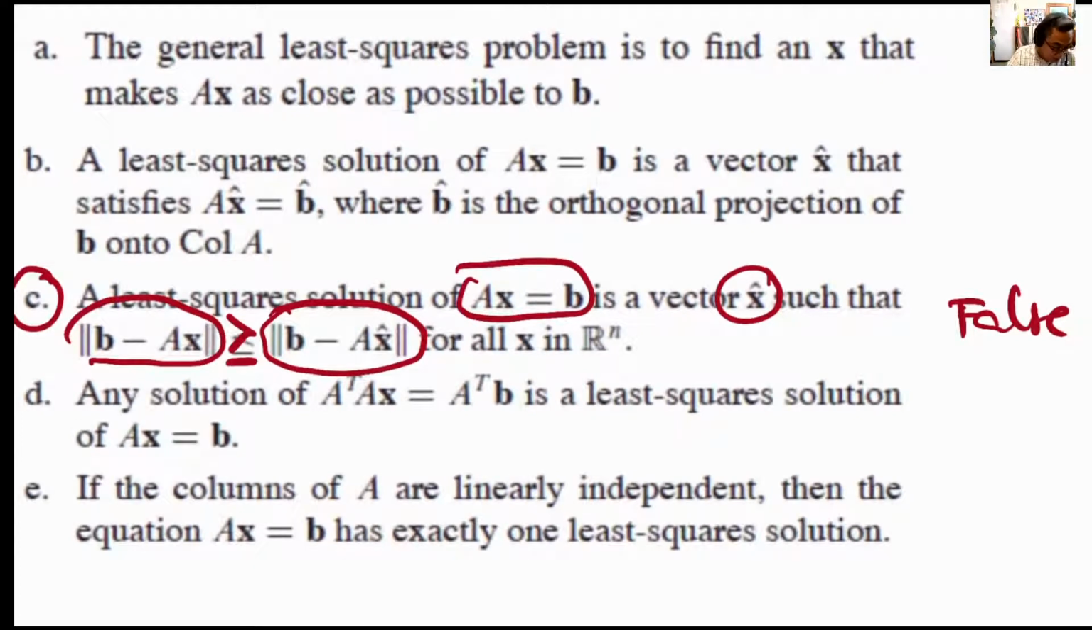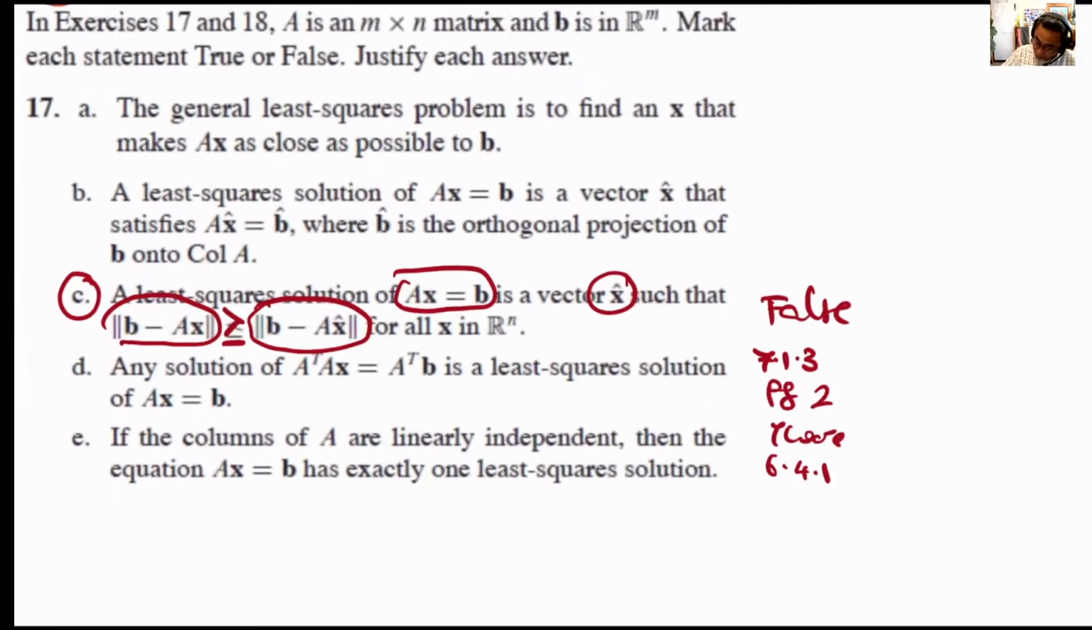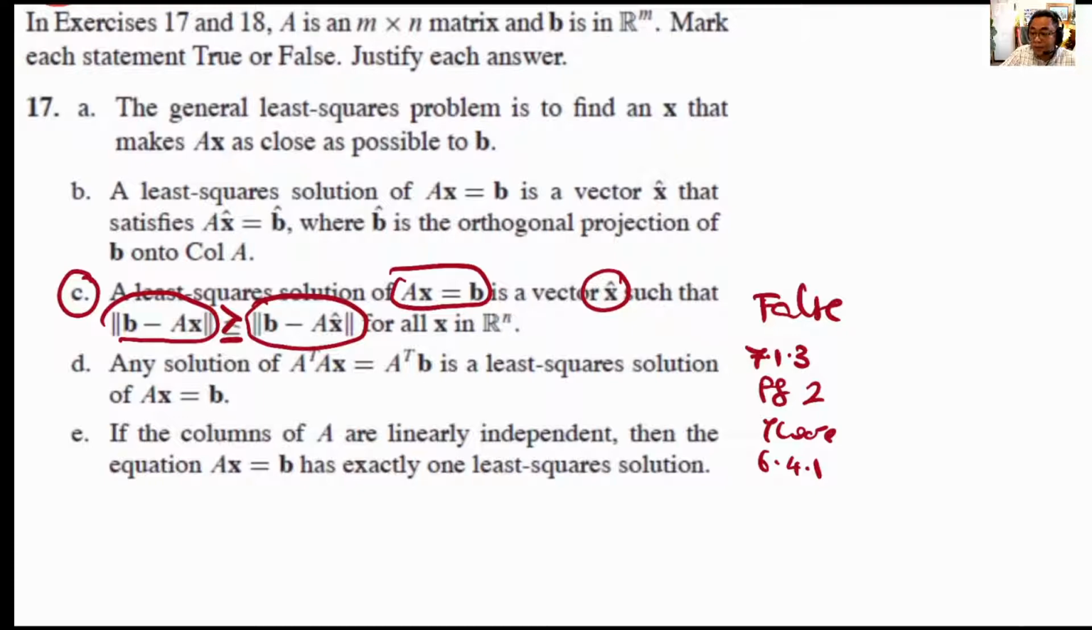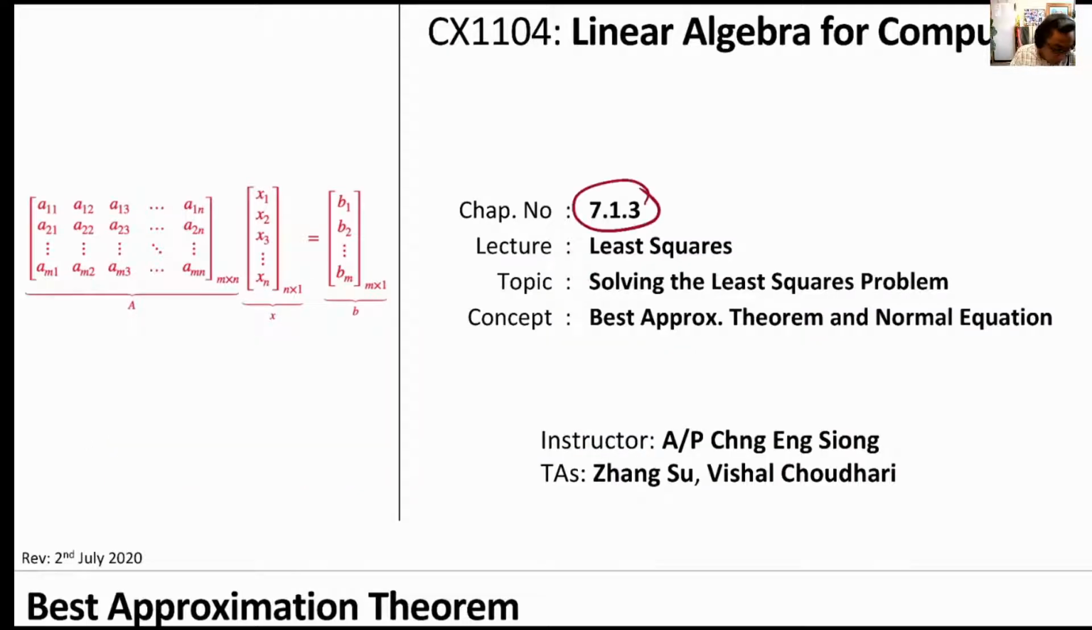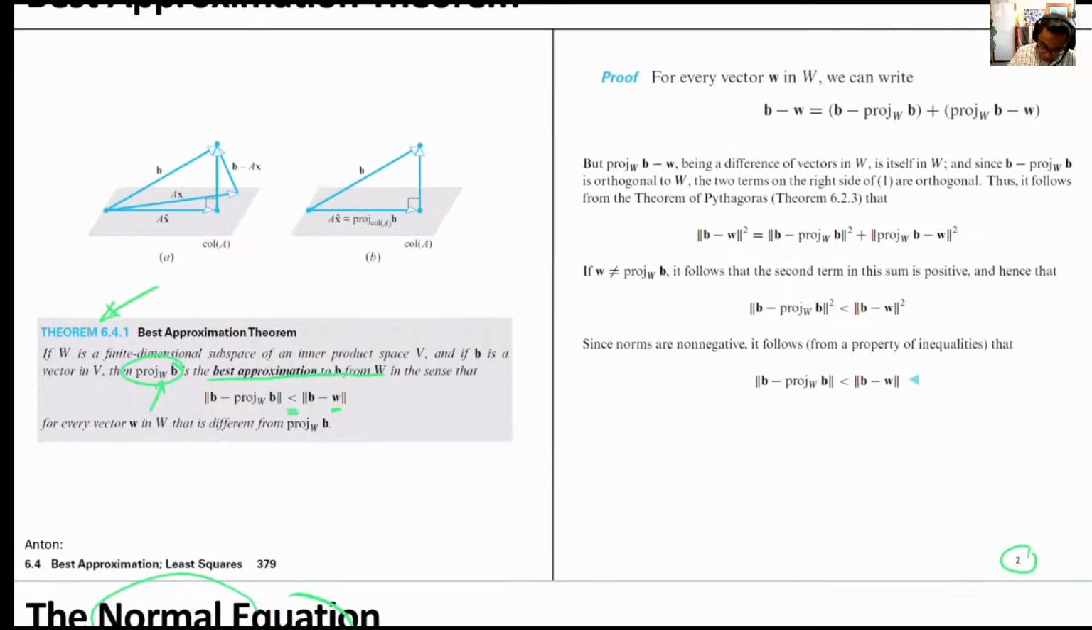For the reading, let us go to section 7.1.3, page number 2, theorem 6.4.1. Let's go to the lecture slides now. 7.1.3, page number 2. The theorem states that the least squares solution is less than all other solutions. So we have to be a little bit careful here of the less than.